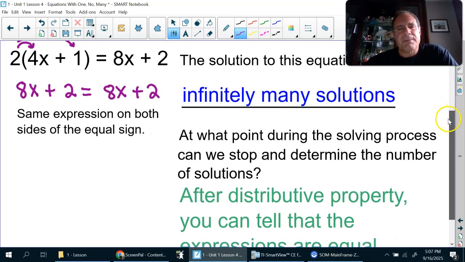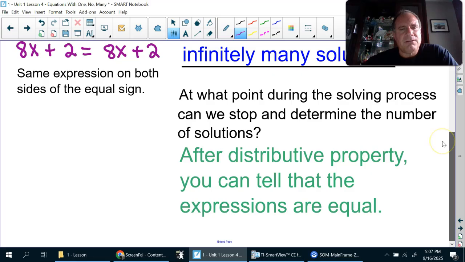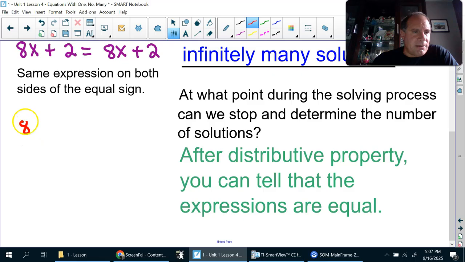And when can you stop and determine the number of solutions? Well, you could stop when you have the same expression on both sides. If you wanted to go further, if you did, I'm going to put this down, 8x plus 2 equals 8x plus 2.